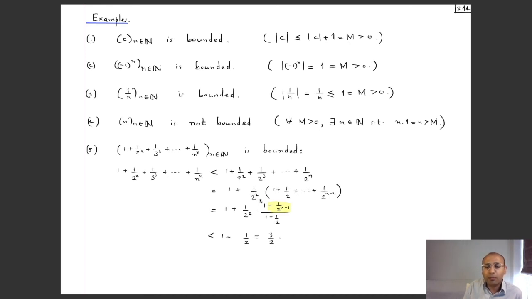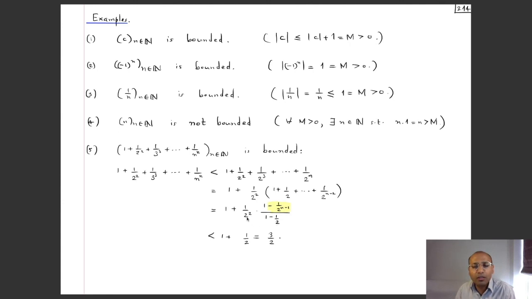and if I take 1 by 2 square as a common factor, I'm left with 1 plus half plus all the way up till 1 by 2 to the power n minus 2, and we know what the sum over here is. The first term is 1, and how many terms are there? Well, it starts at 2 to the power 0 and goes all the way up till n minus 2. So there are n minus 1 terms. So it's 1 minus the common ratio, which is half over here, to the power n minus 1 divided by 1 minus the common ratio.